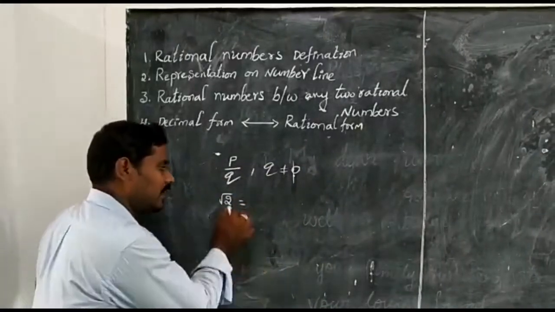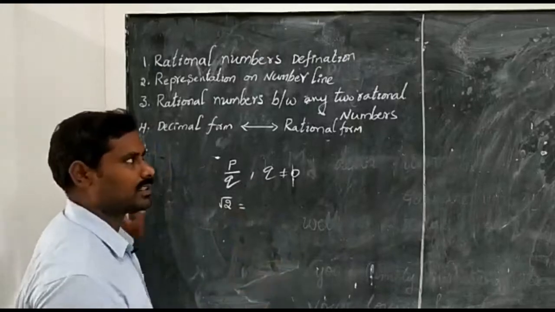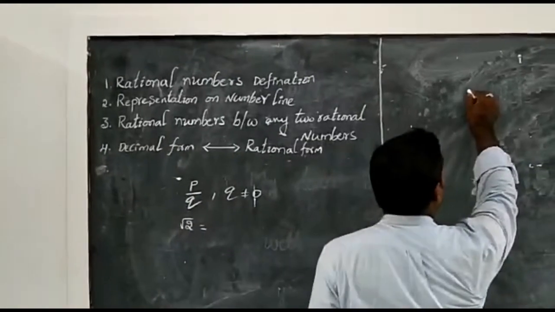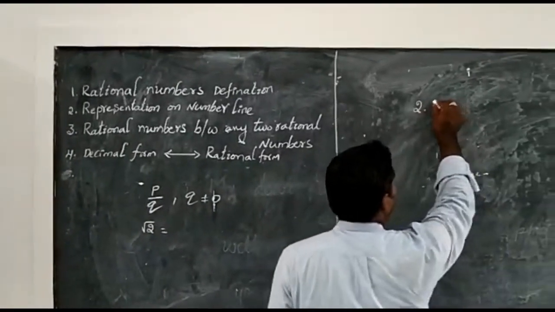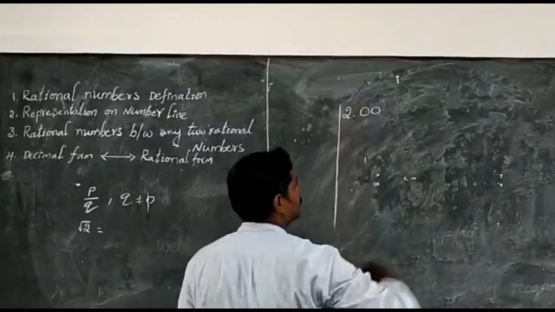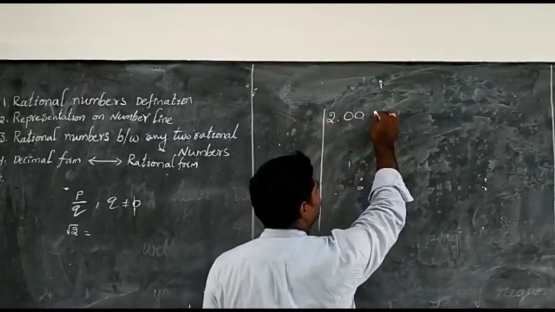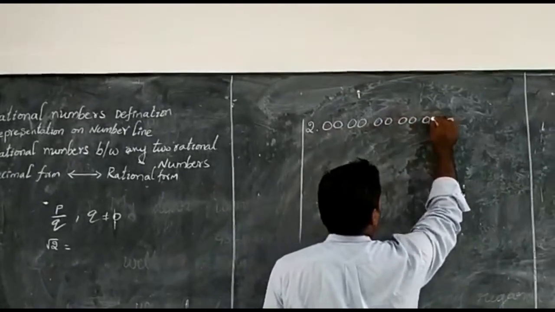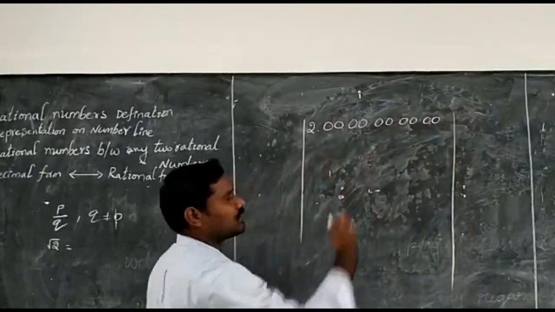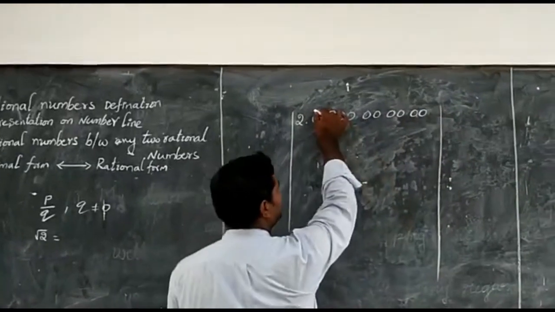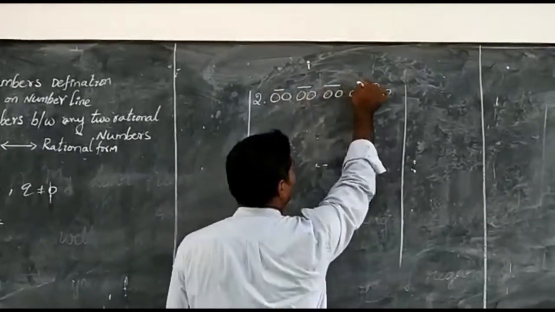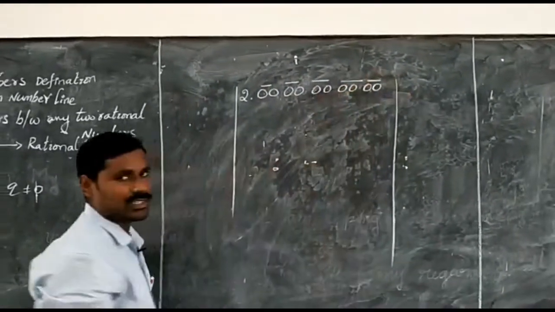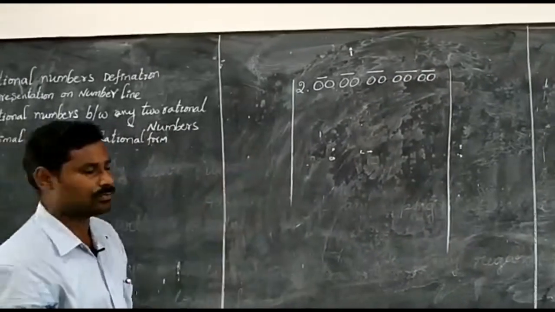What is the value of root 2 by the division method? Now we have to complete it. Root 2 means 2.000000, you have to take some zeros. Now this value is only 2. Now I am taking every two numbers as a bar, using the long division method, to complete the root 2 value.